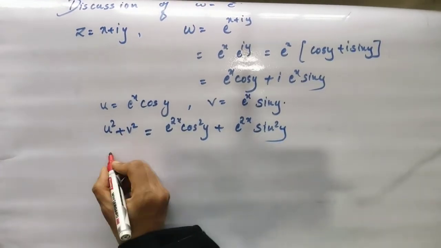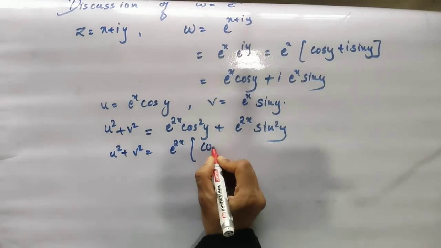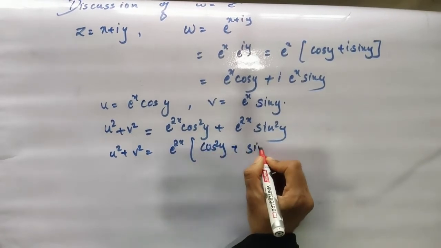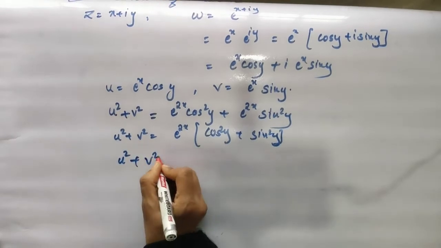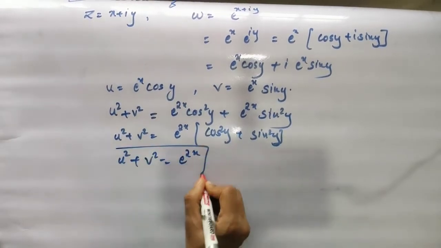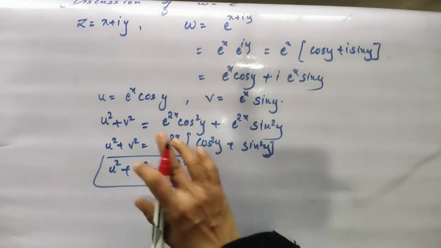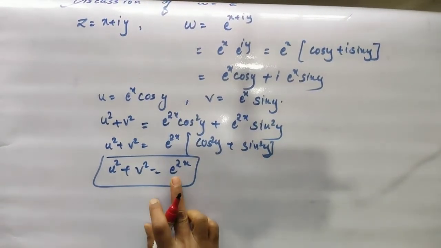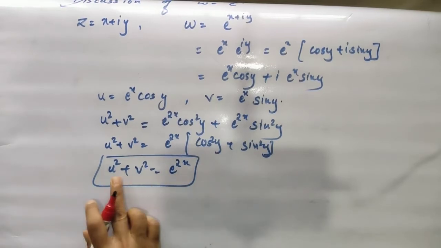So if I do that, you will get u square plus v square is equal to e to the power 2x times cos square y plus sin square y, right? So cos square y plus sin square y is 1. So u square plus v square will be e to the power 2x. This is one of the things that you need to remember. Similarly, I want to find the value for x, so you can easily separate your x from here. If you take log on both sides, you will get x equal to 1 by 2 log of u square plus v square.